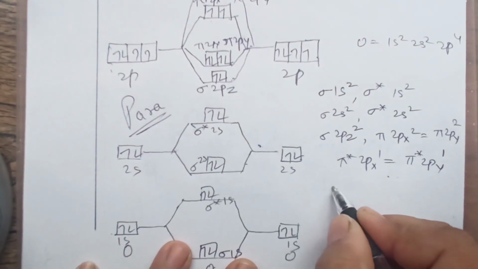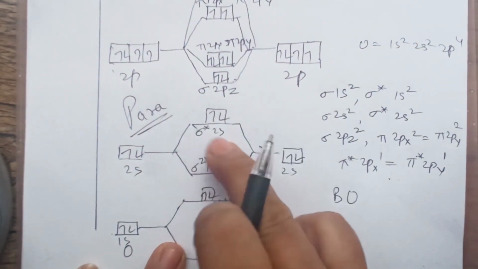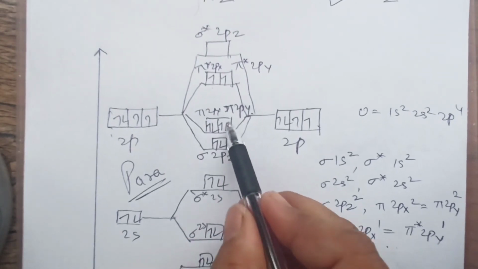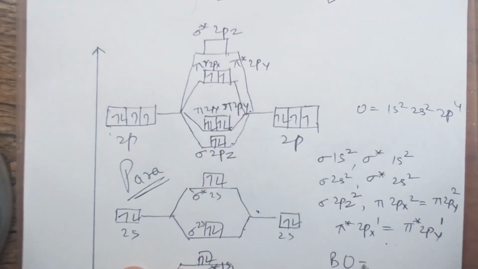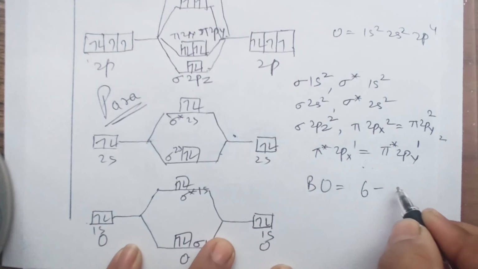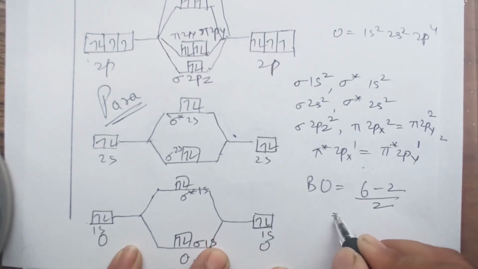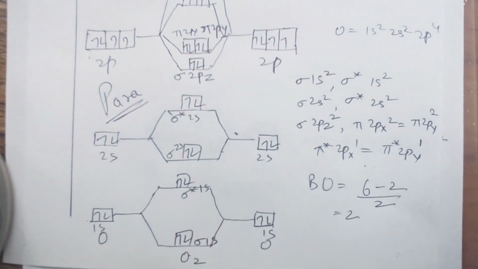Right. How do you calculate bond order? This you can neglect. You have to focus on this. 6 minus 2. So bond order, children, is 6 minus 2 by 2. That is 2. Bond order is 2 for oxygen molecule.